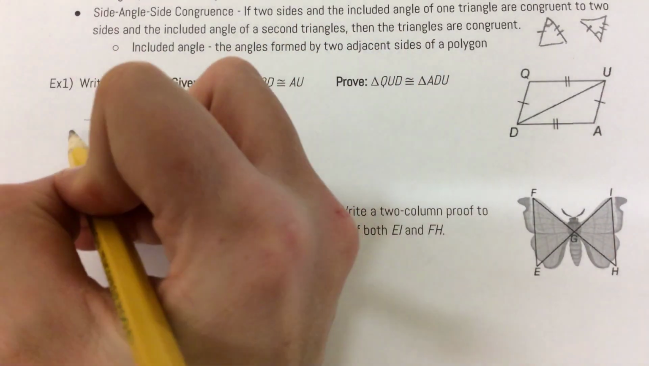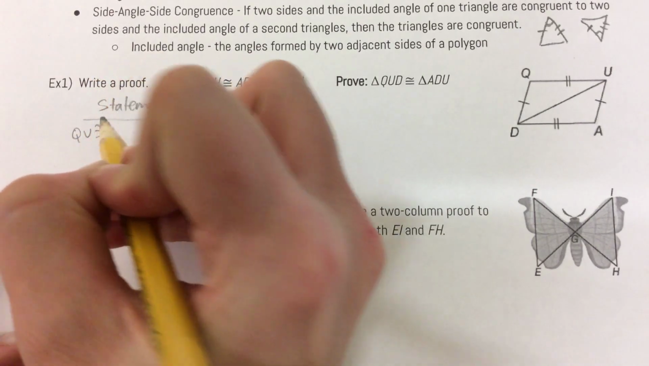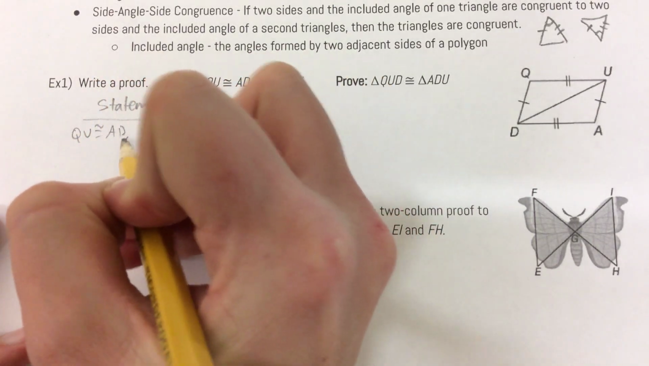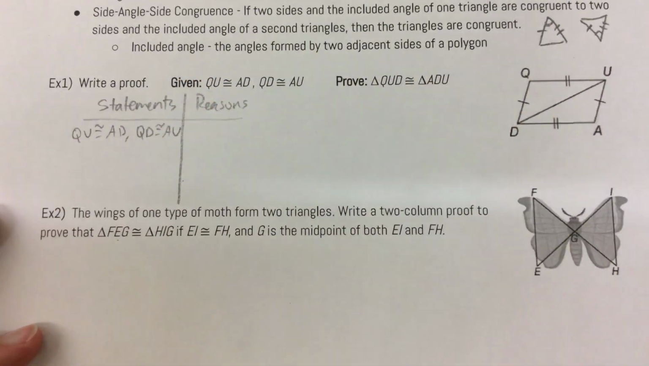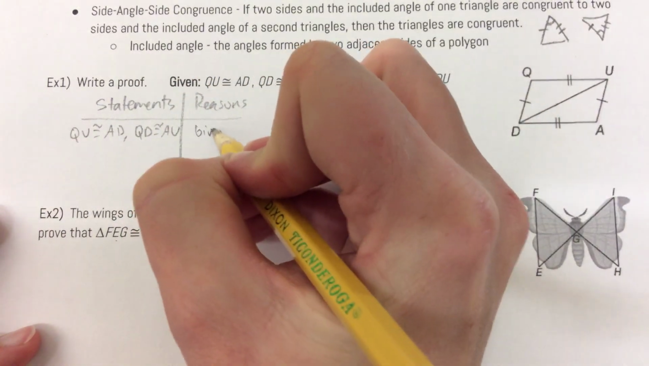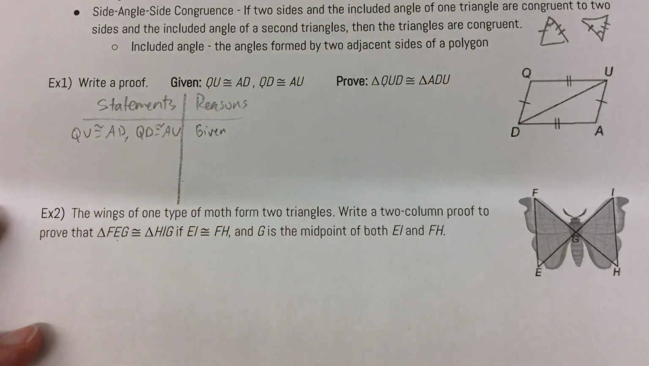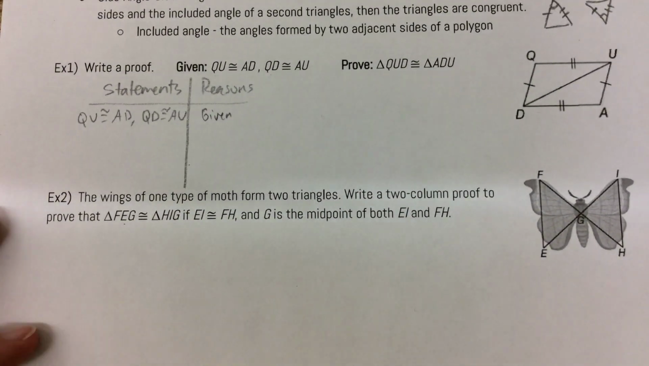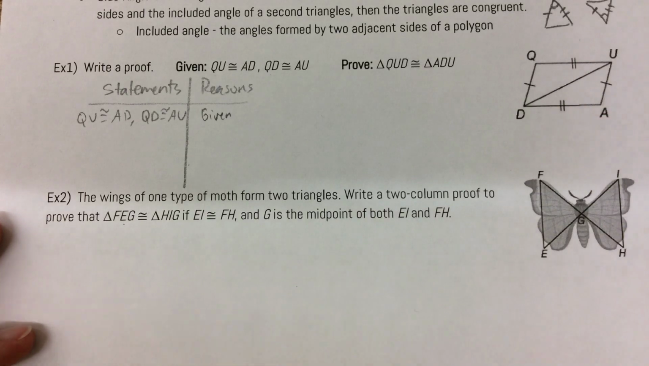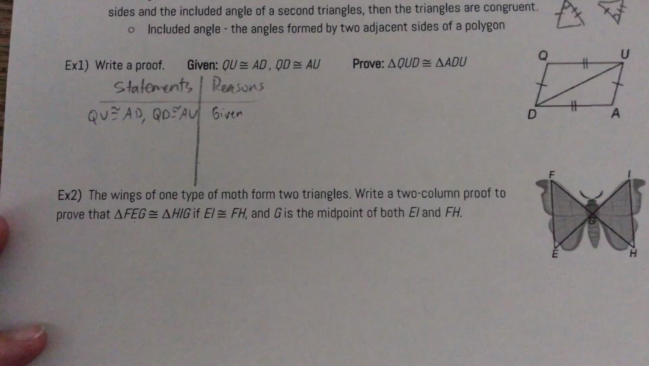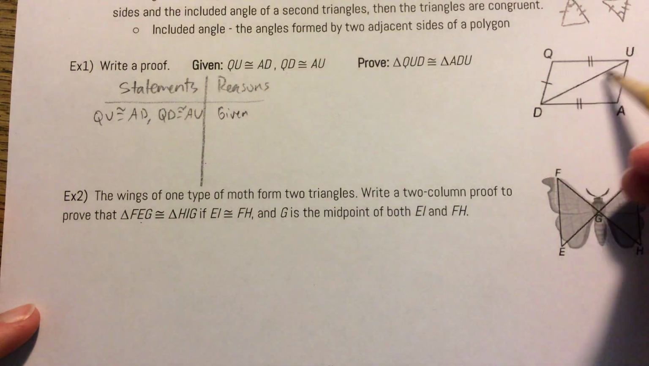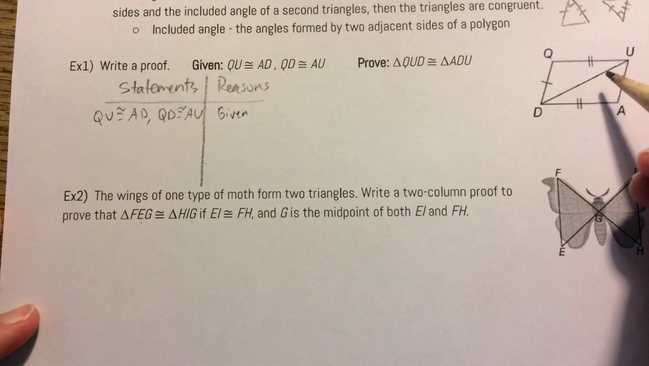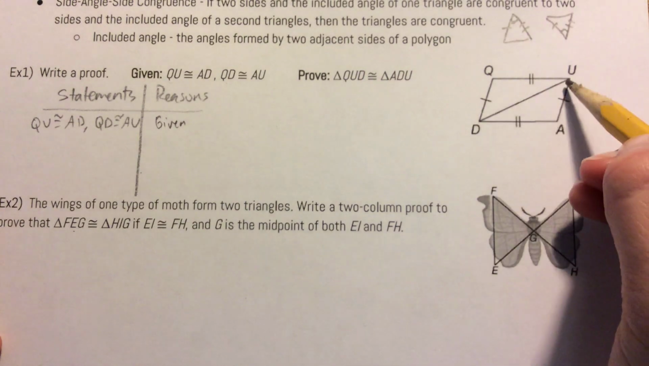So my first one, easy one, is the given. QU is congruent to AD, and QD congruent to AU. So there's my given. Okay, so now the other thing that I have in this diagram, which we're going to use all the time in these triangle proofs, is that this line in the middle, DU, they share that. They share DU on here.